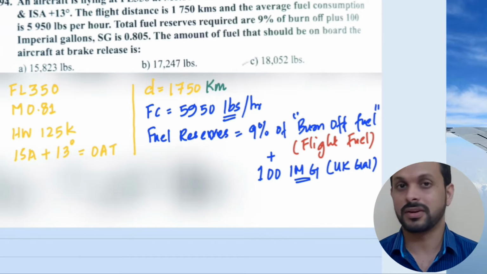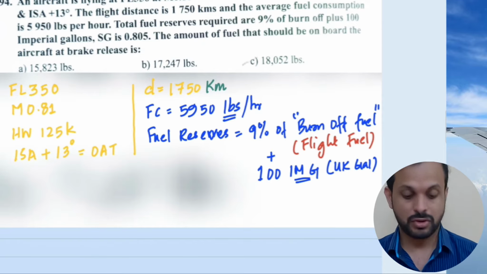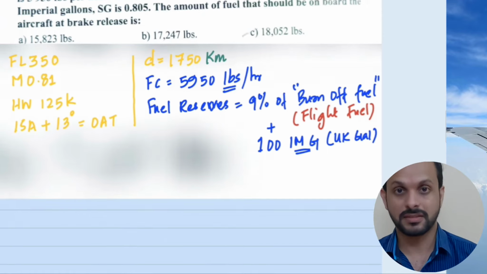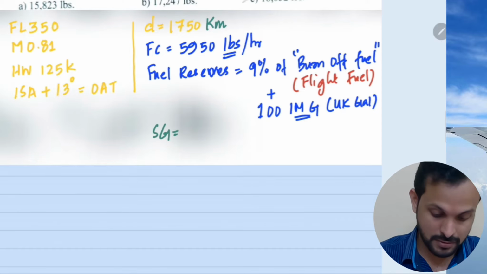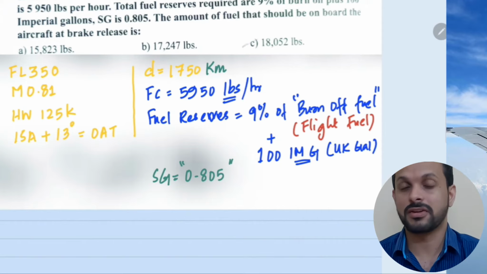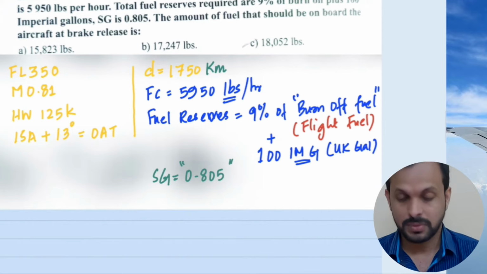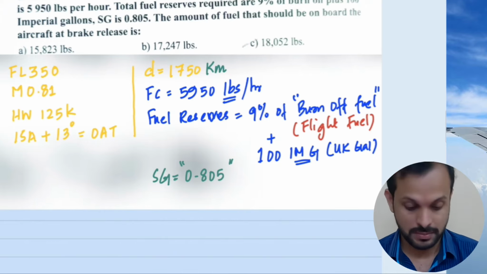You have mass and you have volume, and if you want to interrelate them, you need specific gravity. And look at the question, specific gravity is right there, 0.805. Let me just write it down again. Specific gravity is 0.805. We will see the connection between mass, volume, and specific gravity in the form of a derivation later in the class in the regular sessions. But for now, specific gravity is a factor. It's very similar to density, connecting mass and volume of a fluid. Right. The amount of fuel that should be on board the aircraft at brake release is what you are supposed to find out.